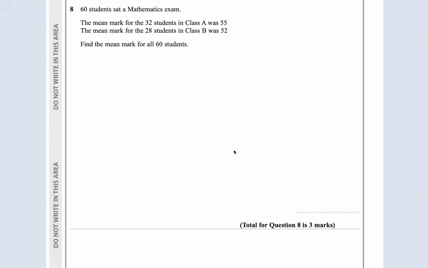Question 8. 60 students sat a mathematics exam. The mean mark for the 32 in class A was this.